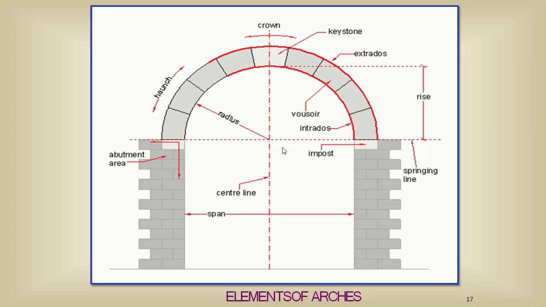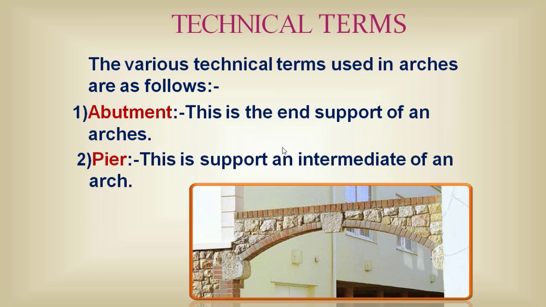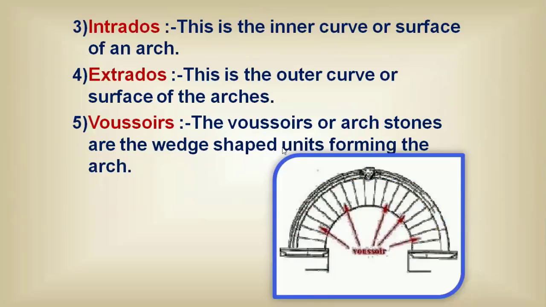So let us discuss the elements of the arch one by one. The first technical term is abutment. The end support of an arch is termed the abutment. Next is the pier. These are the intermediate supports of a row of arches. Next is the intrados. This is the inner curve of an arch. Then extrados, this is the outer curve of an arch.